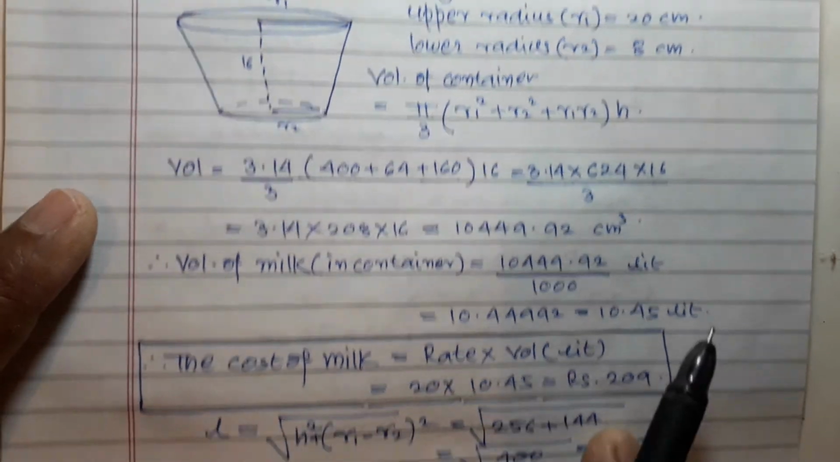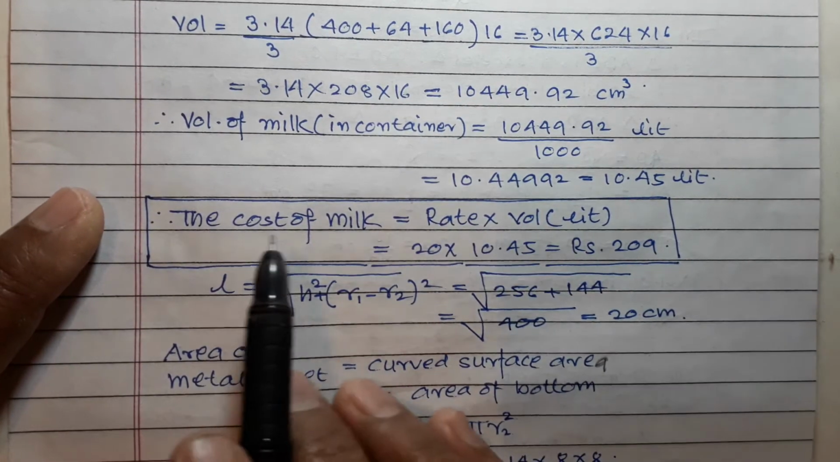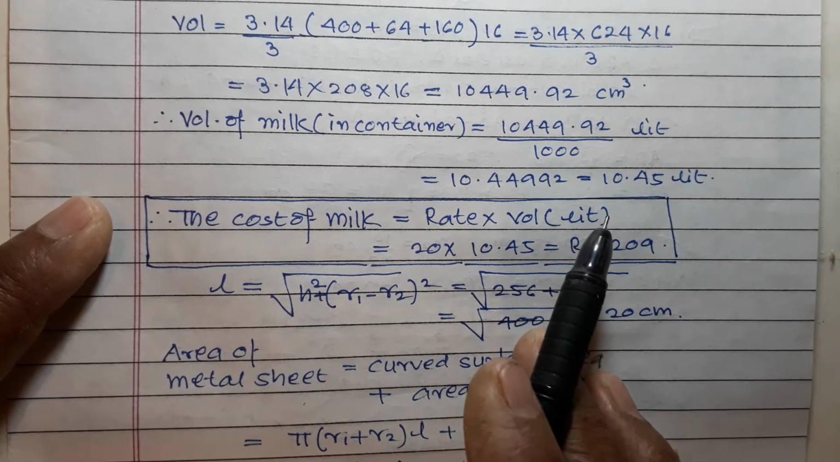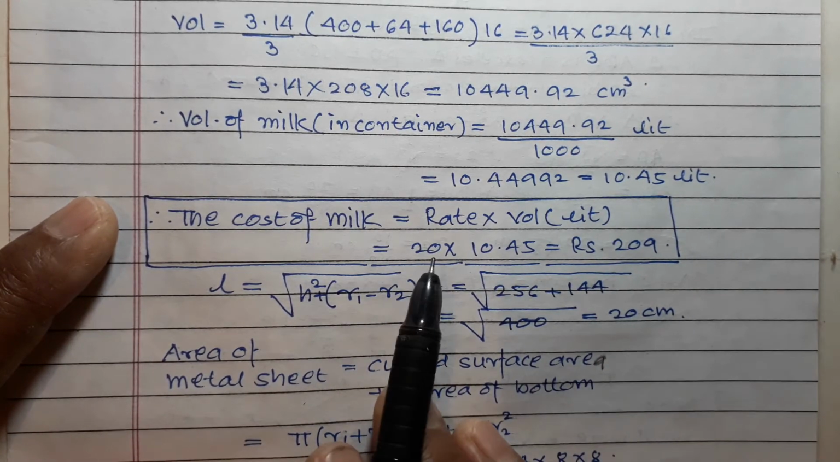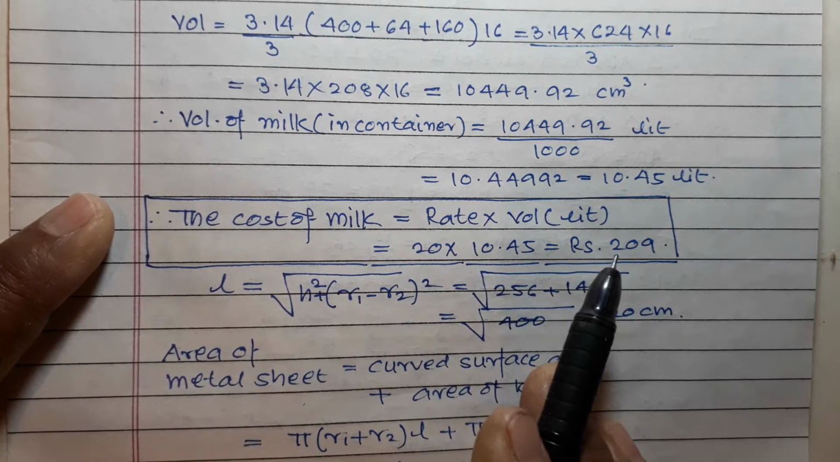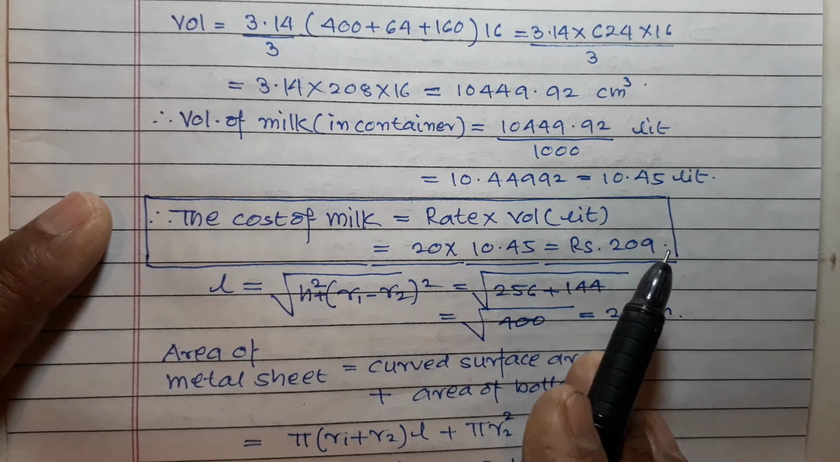Okay, and now the cost of milk is equal to rate into volume in liter. So it is equal to 20 into 10.45, which gives you rupees 209.